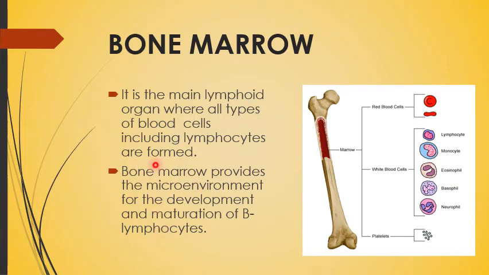Bone marrow, it is a main organ where all types of blood cells, that is your RBCs, WBCs, plasma, including your lymphocytes, they are going to be mature. So bone marrow provides micro environment for the development and maturation of B lymphocyte. That is, they get matured in bone marrow, that's why the name is given as the B lymphocytes.